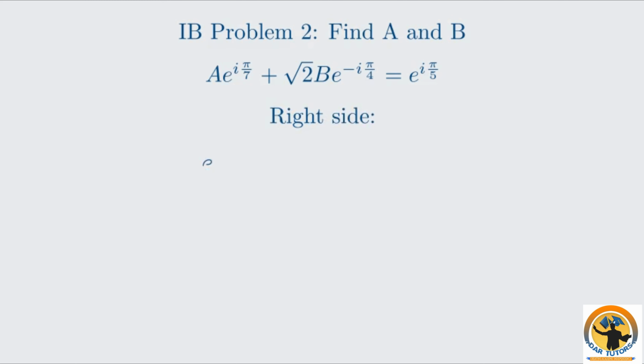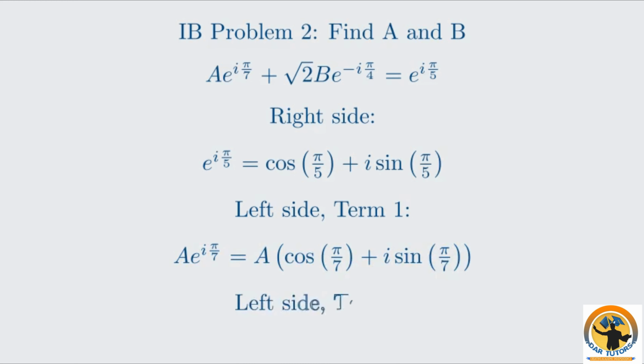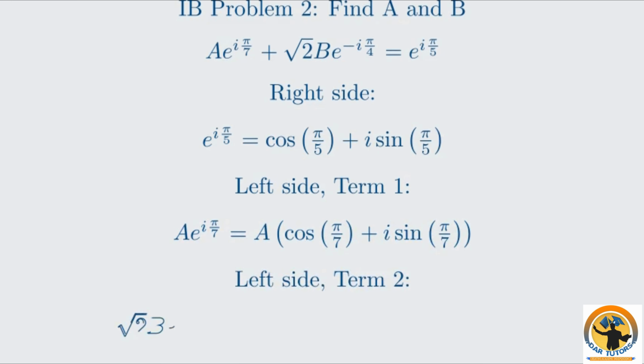First, the term on the right. e to the i pi over 5 is cosine of pi over 5 plus i sine of pi over 5. Now the two terms on the left. a e to the i pi over 7 is a times cos of pi over 7 plus i sine of pi over 7. The second term, root 2 b e to the negative i pi over 4, is root 2 b times cos of negative pi over 4 plus i sine of negative pi over 4.